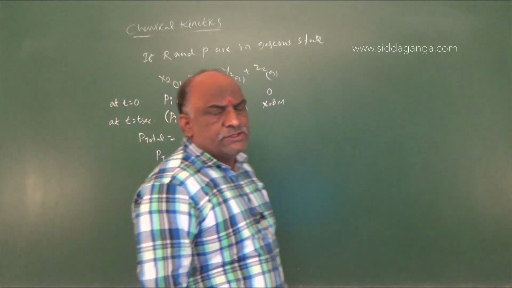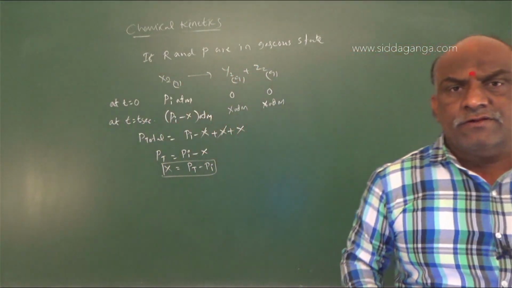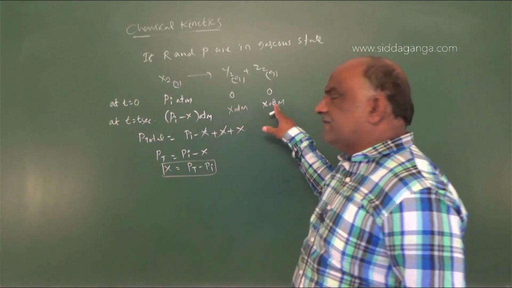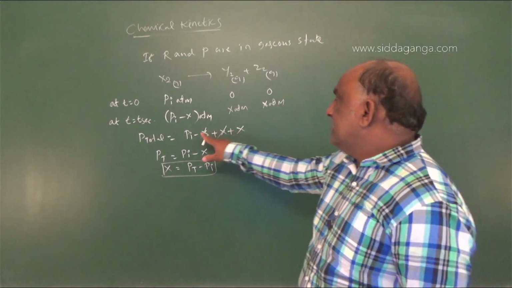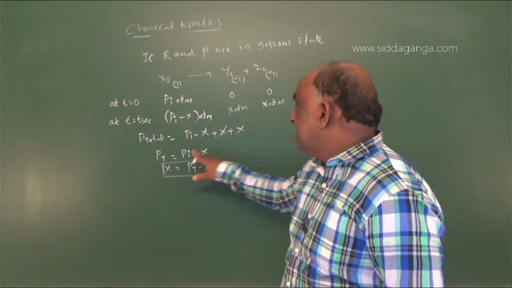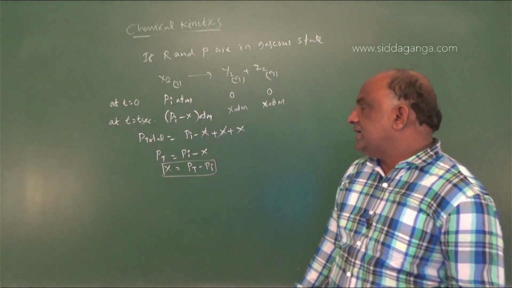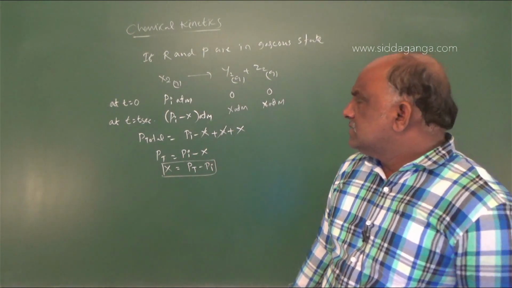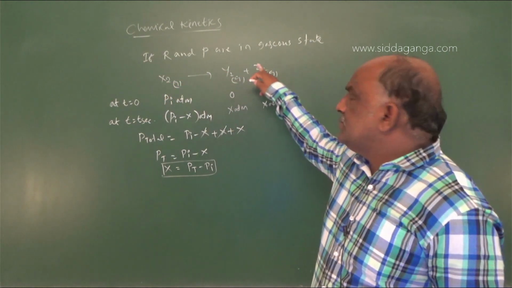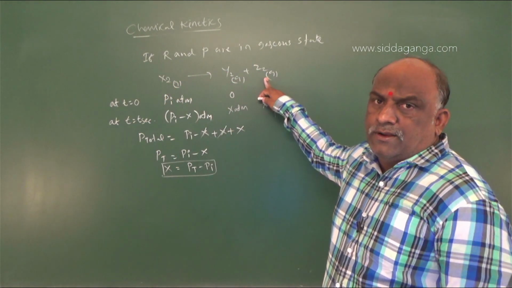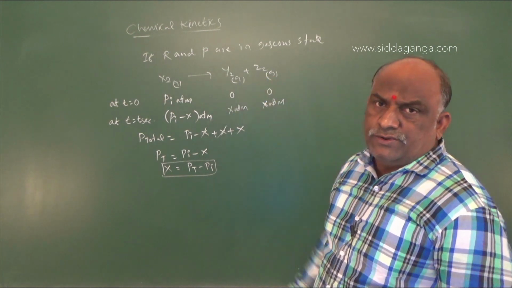P total is equal to Pi minus x plus x plus x. Because it is related to equilibrium, the x gets cancelled, and we get Pi minus x. Then what is x? x is equal to Pt minus Pi. So instead of that, you should go with A2, B2, C2 also.